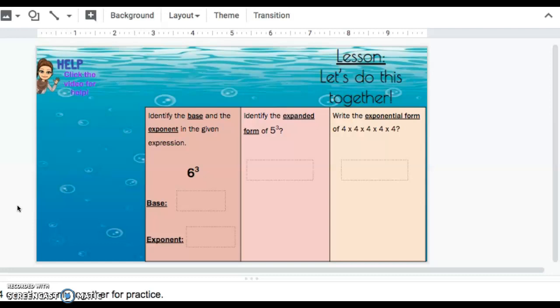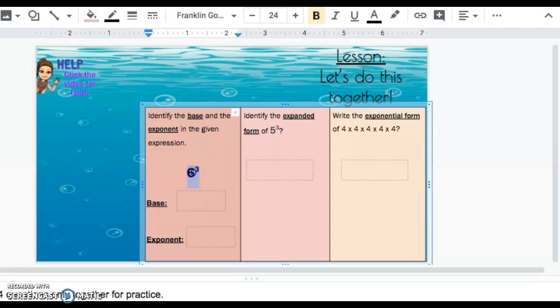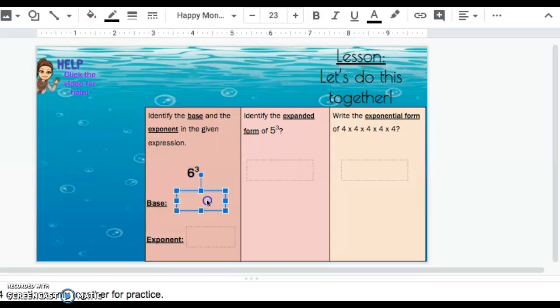So our first question, if we look here in our box, it says identify the base and the exponent in the given expression. Now, if you're someone who can't remember what base is, go back to our notes on slide 5 where we identified our base and our exponent. So our base of 6 to the third is going to be our 6. Okay, so in my base box, I'm going to put a 6.